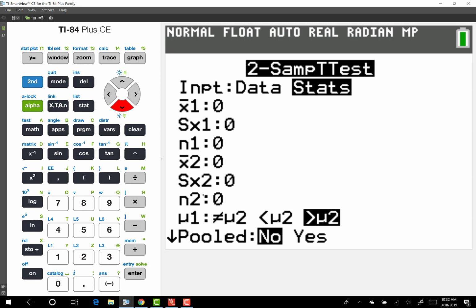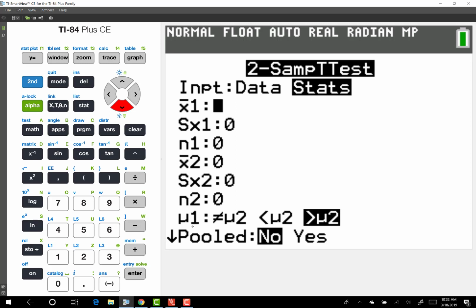And then it wants the same information from the second group. And if they're giving you the summary statistics, this will be all provided to you. Notice that there's no value to put in. Usually when we were doing this in chapter 9, we had a mu0. No such thing here because we're comparing 2 means.